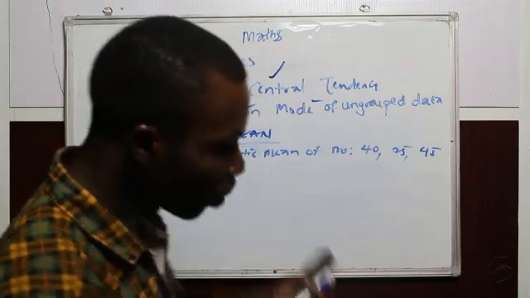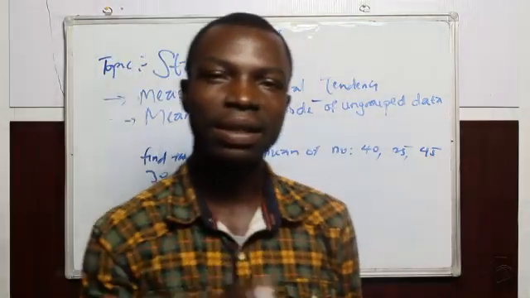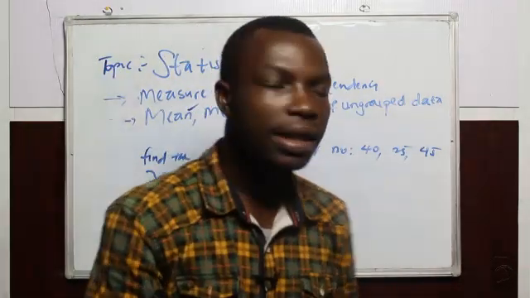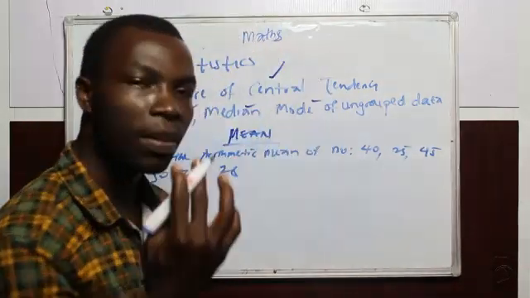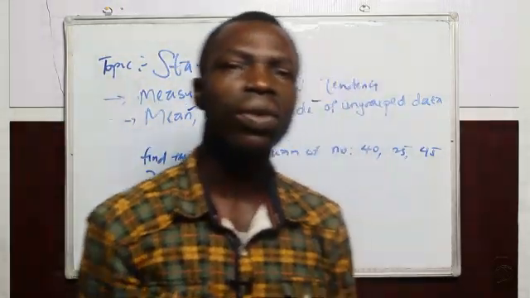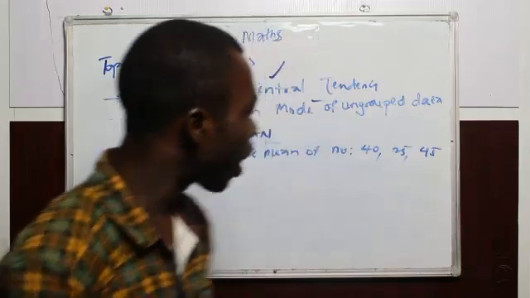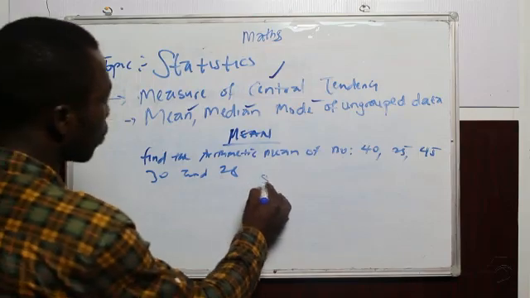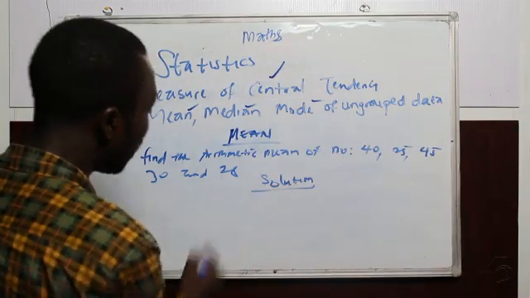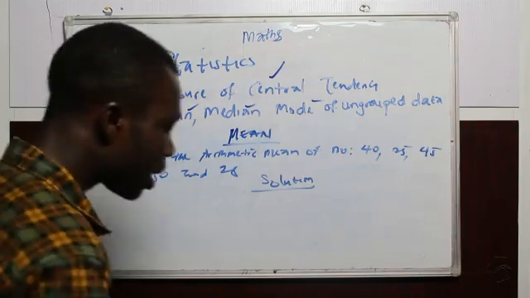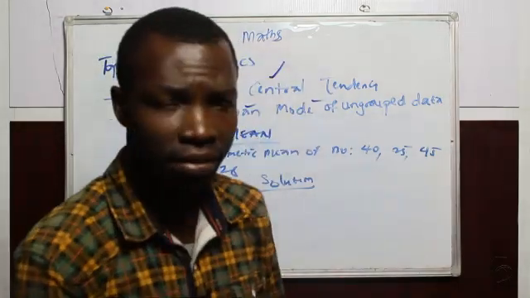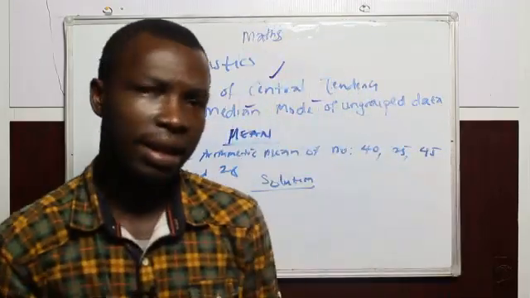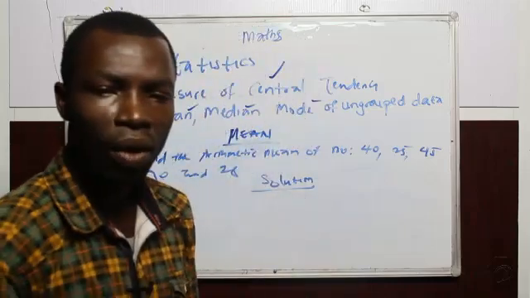Now, we want to look for a number that can represent these six ungrouped data. This set of six numbers has a single number that can represent it in terms of mean. So, how do we calculate the arithmetic mean of these numbers? You write the solution, and from our definition, arithmetic mean is the sum of all items in a data divided by the number of items in that data. Therefore, let us follow our definition.